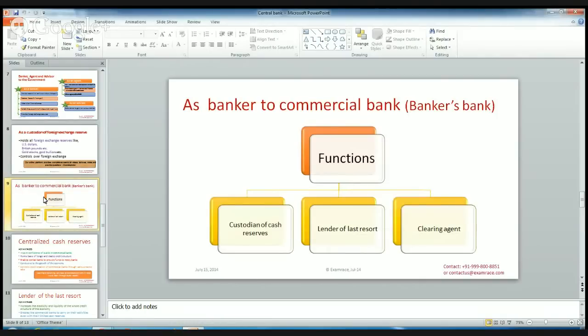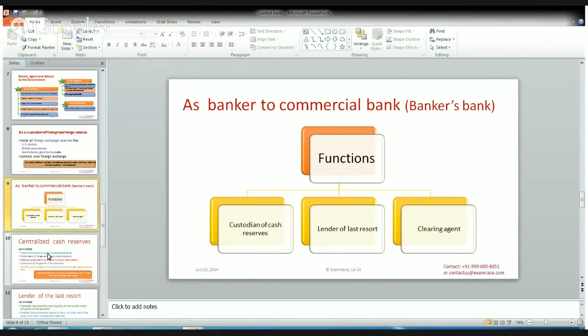Commercial banks provide various functions to their individual customers. That same function is given by the central bank to their commercial banks. It can be divided into three parts. The first is the custodian of cash reserves, the second is lender of the last resort, and the third is the clearing agent. Let's discuss it in detail.